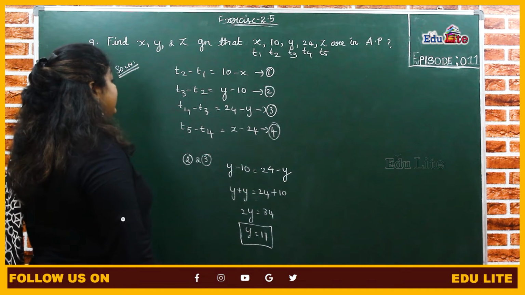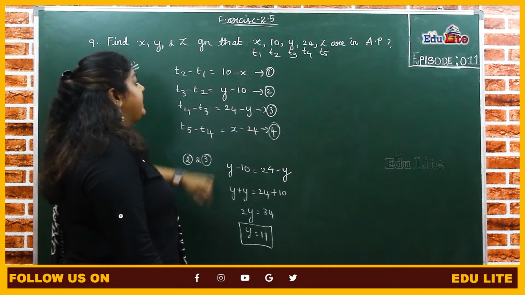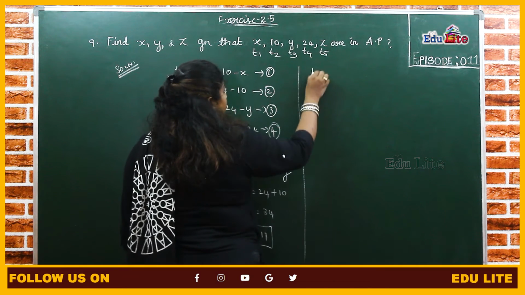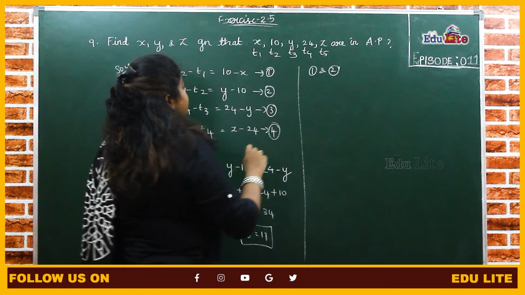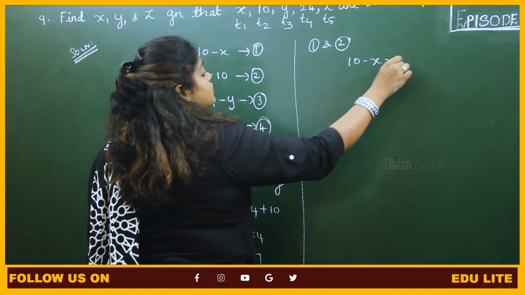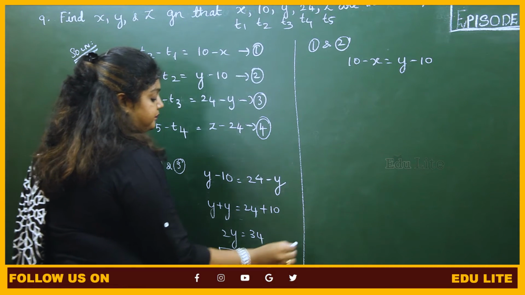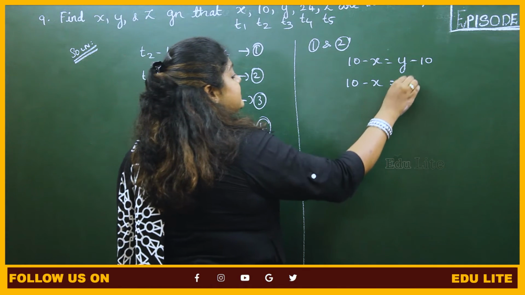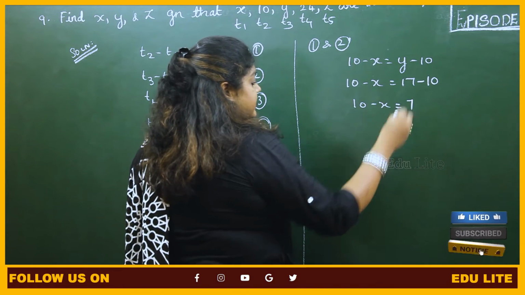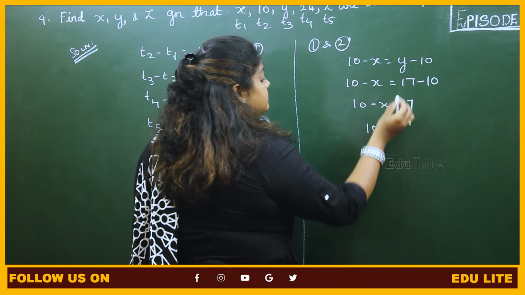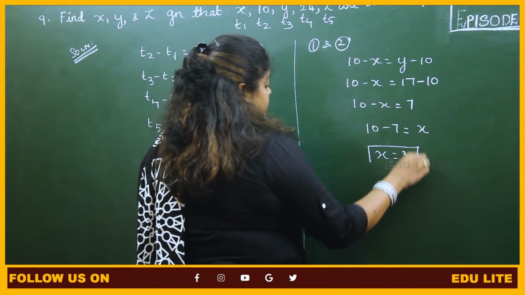Now, we will equate 1 and 2, because we have found the y value, with that we can find the x value. On the left hand side, 1 and 2 are equal according to the common difference d. Therefore, 10 minus x equals y minus 10. We found the value of y as 17. 10 minus x equals 17 minus 10, which is 7. 10 minus 7 equals x. Therefore, x equals 3.